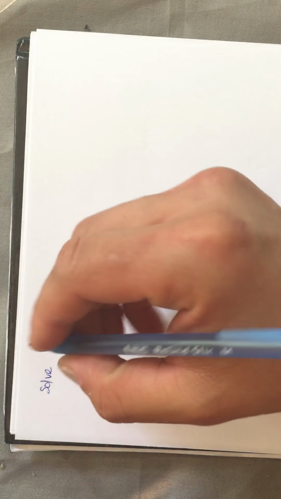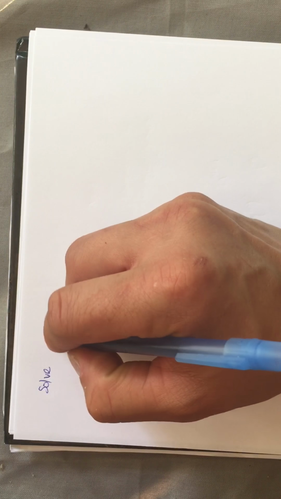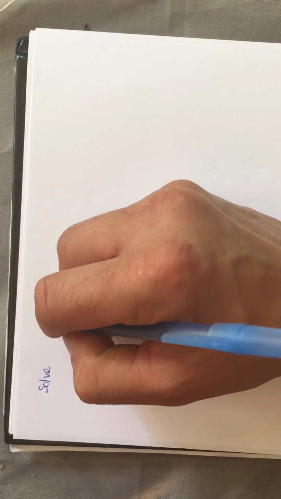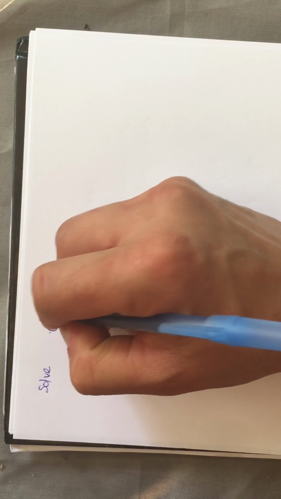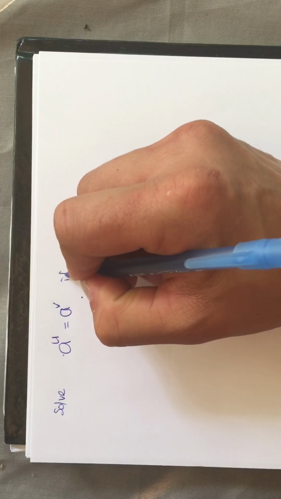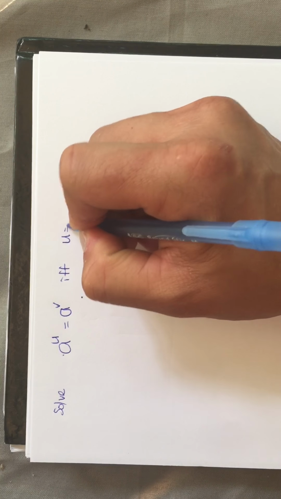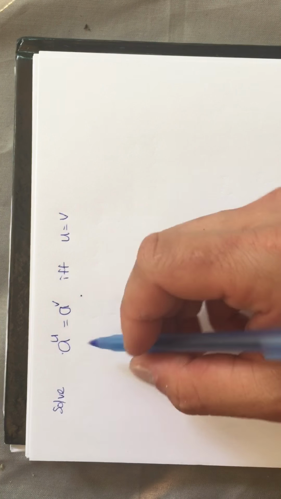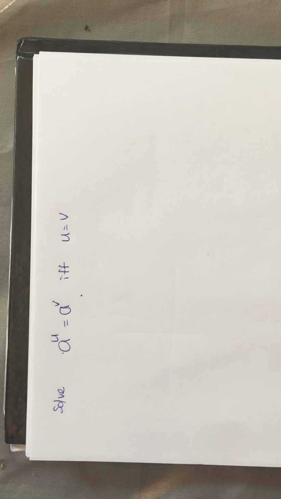Alright, let's think about solving exponential equations. So how do I solve an exponential equation? The one thing to know is that you have to set both sides to the same base, like this. Then you can set the powers equal, because the powers have to be the same.